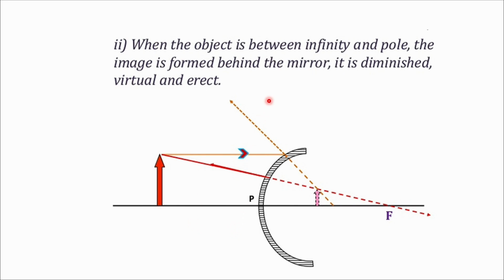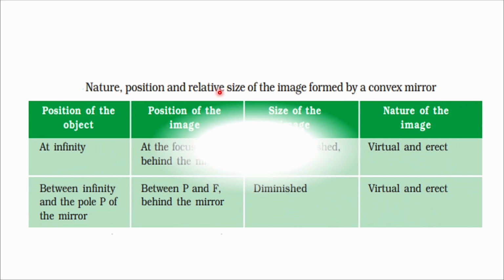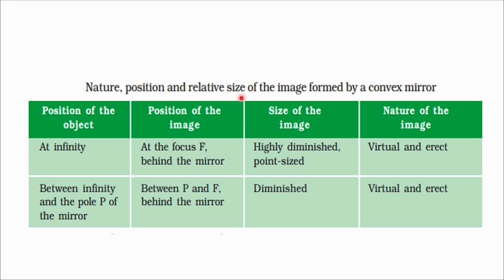So what is the next one? You have to place the object between infinity and the pole. The image is formed, same thing, behind the mirror. It is diminished, small in size, virtual and erect. Now, a summary of the nature and position of the image formed by a convex mirror. I summarized the information in a table. Just look at that.